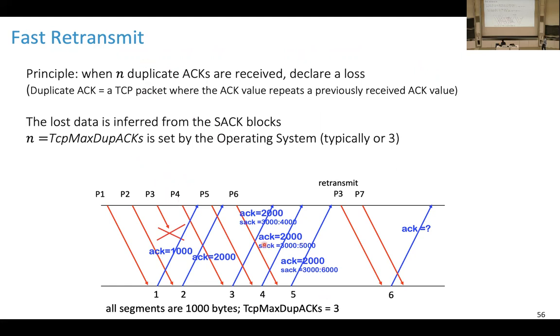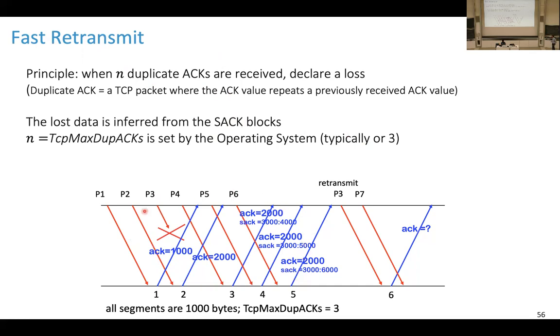A duplicate corresponds, so here in this figure, we see the duplicate. A duplicate corresponds to an acknowledgement with the same value in terms of acknowledgement, but it has a SACK block with a gap between the ACK and the SACK. And so when you receive n duplicates, you declare a loss and you retransmit the packet. So for the previous example, if n equals 1, you will retransmit the packet. Here, n is most of the time equal to 3, which is the default value in the Linux system. And this is represented here with this graph.